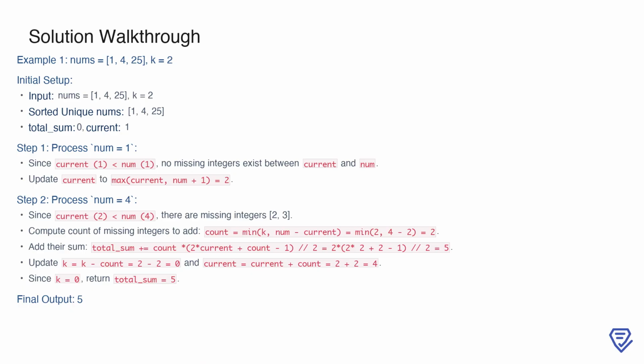Moving to the next number, number equals 4, we observe that current is less than number, which means there are missing integers between them. Specifically, the numbers 2 and 3 are missing. Since k is 2, we can add both missing integers. We compute their sum using the formula for the sum of the first k integers starting at current: total_sum plus equals count * (2 * current + count - 1) // 2, which evaluates to 5. We then update k to k minus count, reducing it to 0, and set current to current plus count, which becomes 4. Since k is now 0, we stop and return the total_sum, which is 5.